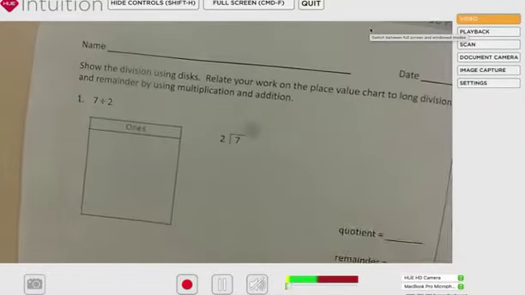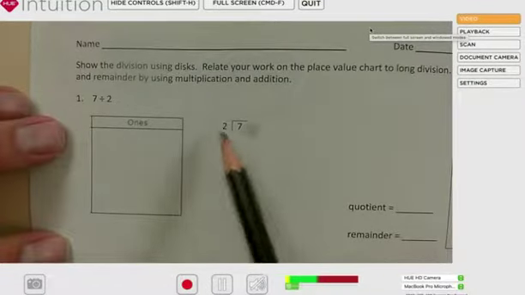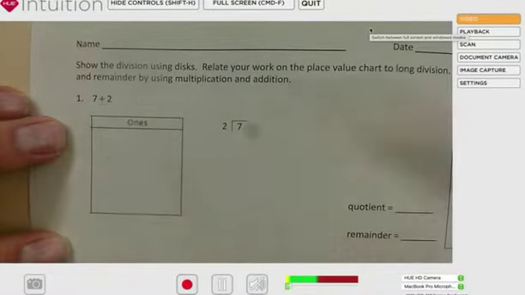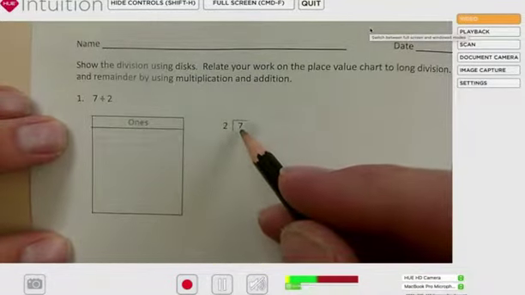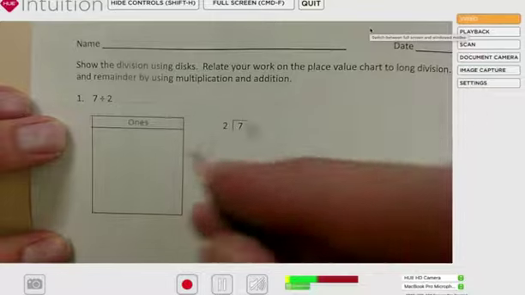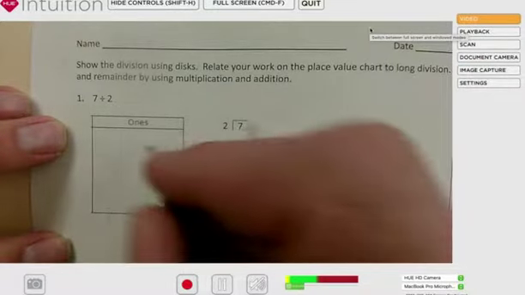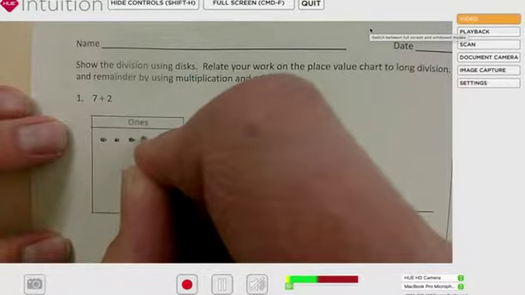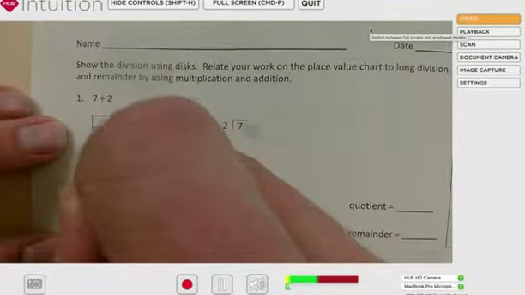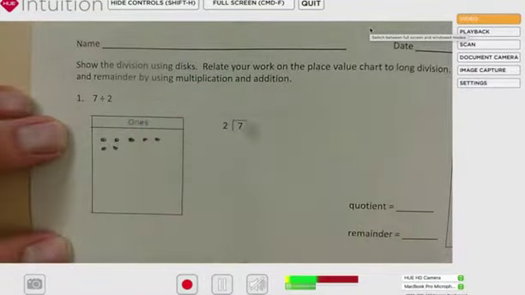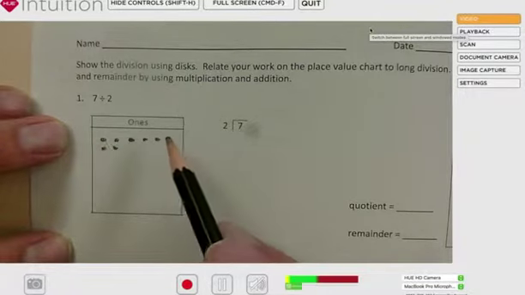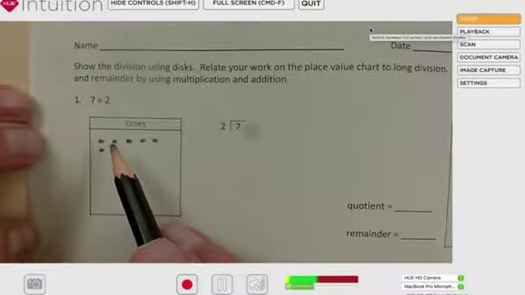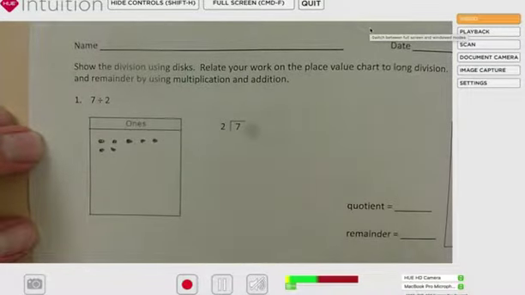Number one, we read it like this: 7 divided by 2. Or like this way, 7 divided by 2. So how many ones are there? The dividend is only ones, right? It's only one number. So we're going to do 1, 2, 3, 4, 5, 6, 7. Mr. Brown is very particular. He always likes to do a 5, and then he likes to go by 5s as much as he can. So I would like you to do this as well.